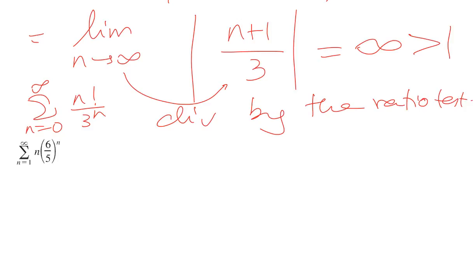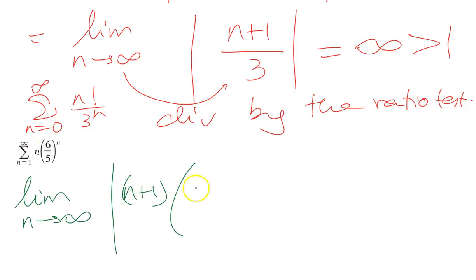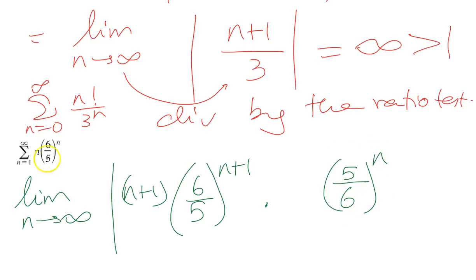Alright, let's do the ratio test. So for that, we need the limit as n goes to infinity of an plus 1, guys. What is that? Replace that n by n plus 1. 6/5, replace the exponent by n plus 1. Divided by an. So guys, flip it. 6/5 to the n flipped is 5/6 to the n. The numerator n comes down, right? And then that becomes 1 over n.